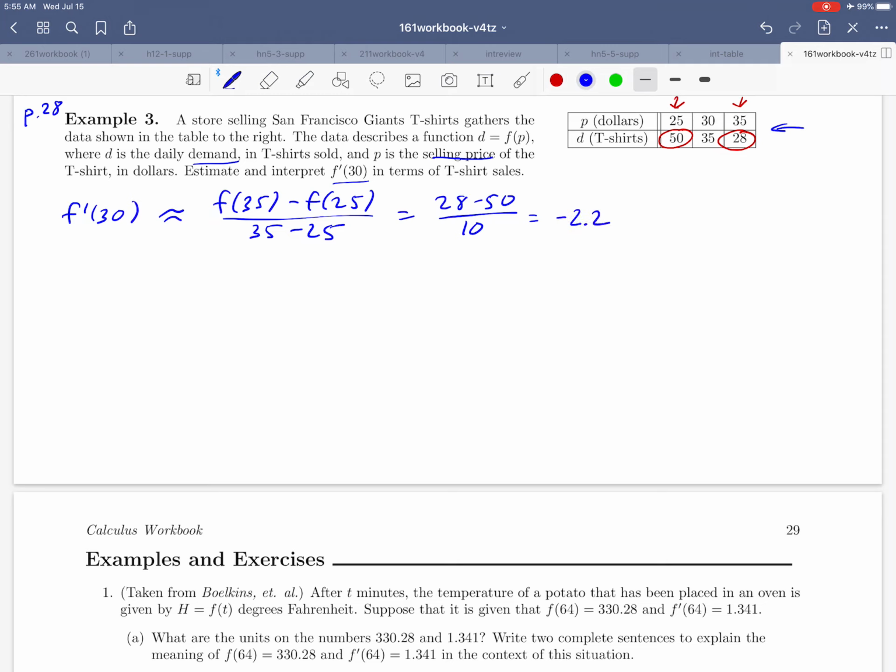Okay, and then the question is, what are the units on that number that we just calculated? That's going to help us with the interpretation part of this, and explaining what this means. Well, graphically, we just calculated a rise over a run, so the unit should be t-shirts per dollar. Output units over input units.